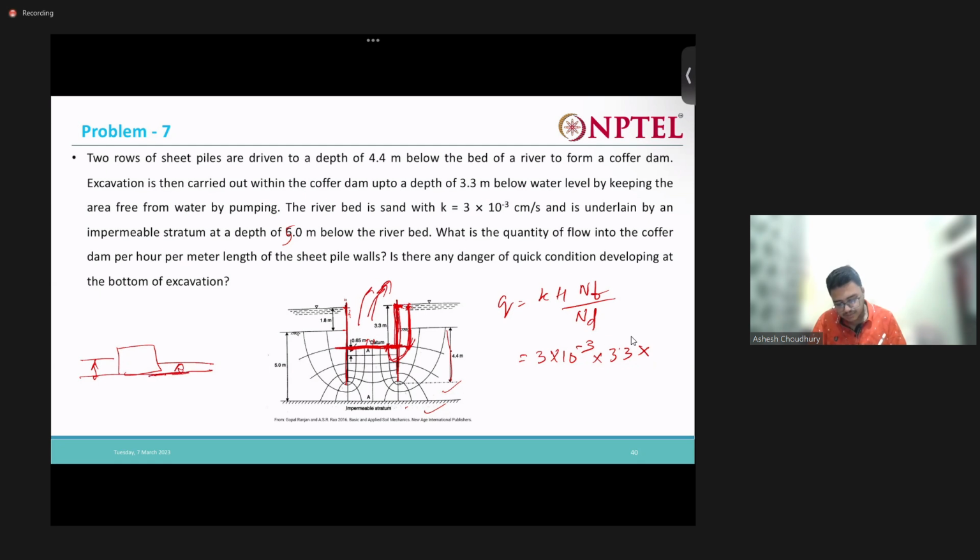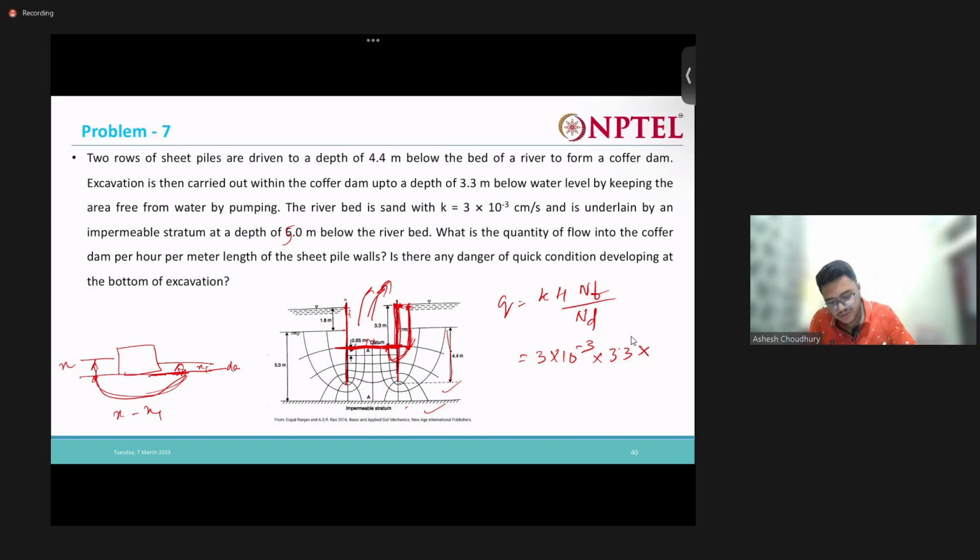Previously this was the datum. Here say you had x, here you had x1, so you did x minus x1. This much is the head difference between the upstream and the downstream. Now here this is my upstream and this is my downstream, so 3.3 minus 0 gives me 3.3 only.